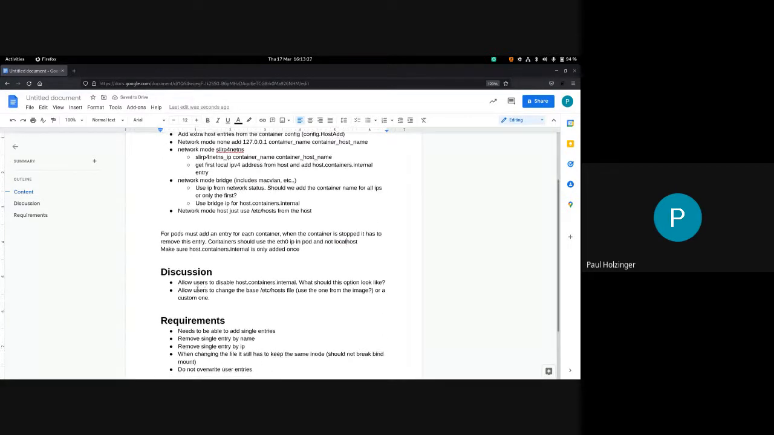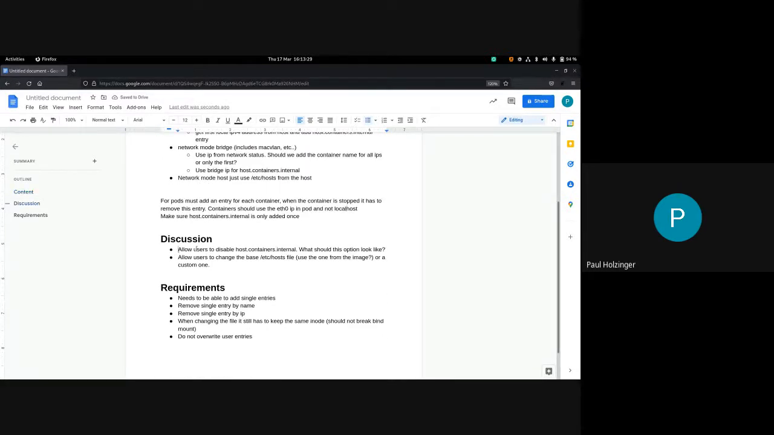So there are some questions about disabling the host.containers.internal entry. I think that's a reasonable behavior, but how should such an option look? I would rather not add a new CLI option for this. Well, how would we do it other than a new command line option?